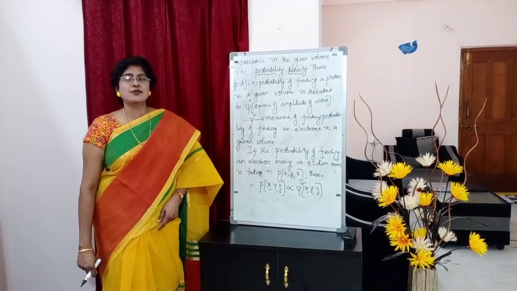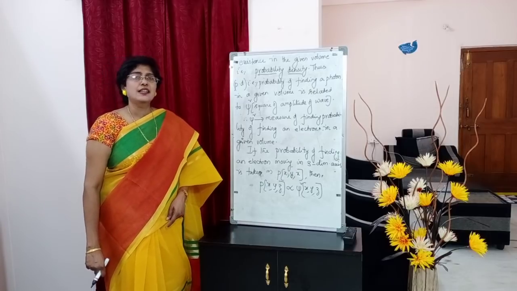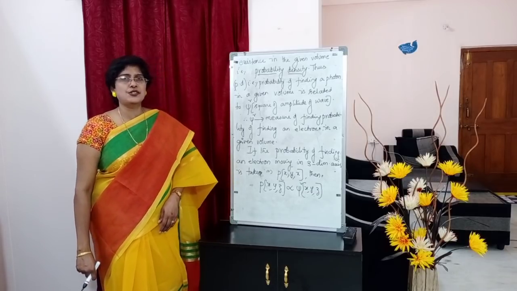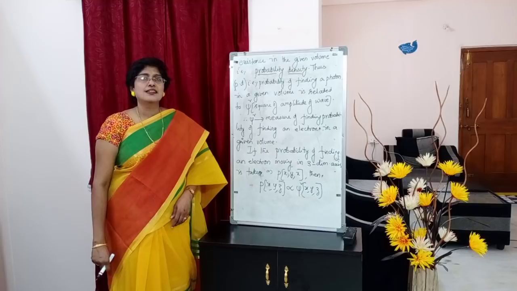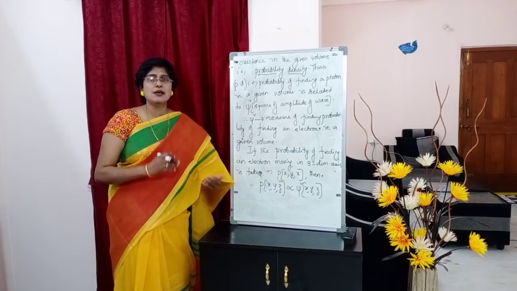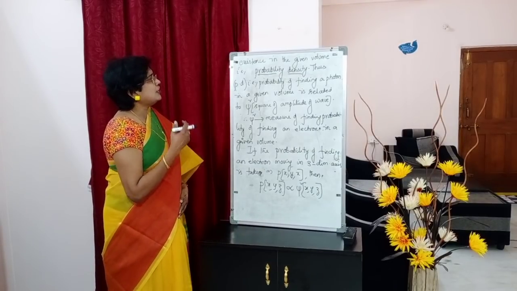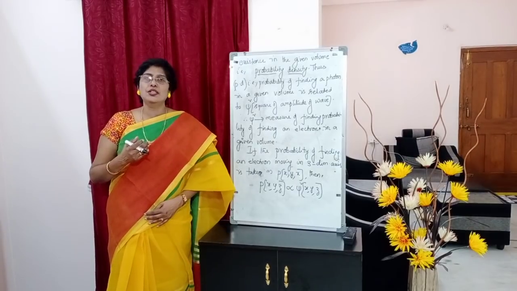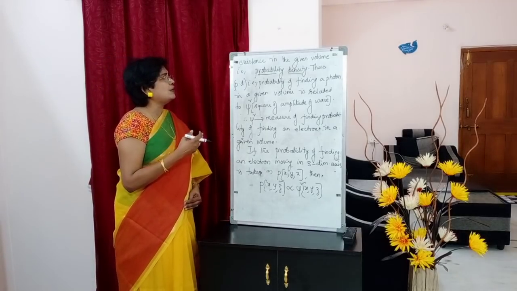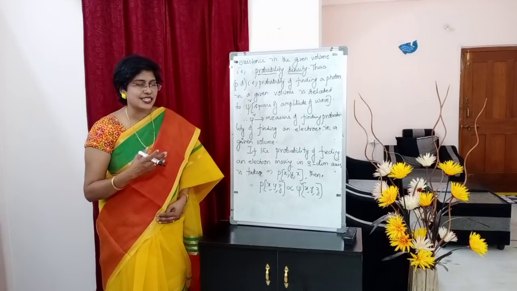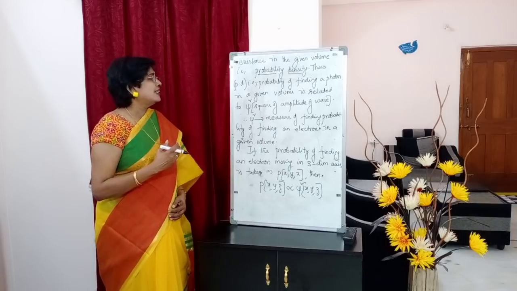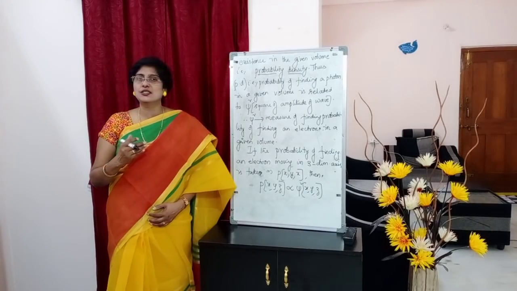So, from the two theories, what do we understand, students? First theory, intensity of radiation is given by psi square, that is square of amplitude of wave. Next, photon theory, intensity of radiation is given by probability density. Now, combining these two theories, probability of finding a photon in a given volume can be related to psi square. Probability of finding a photon in a given volume is nothing but probability density. So, we can come to this conclusion that probability density is related to psi square.